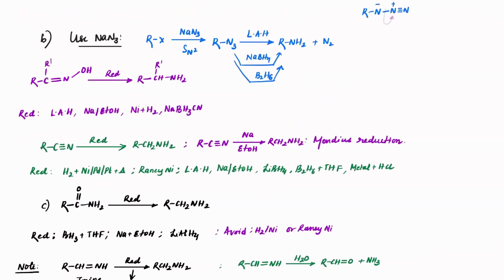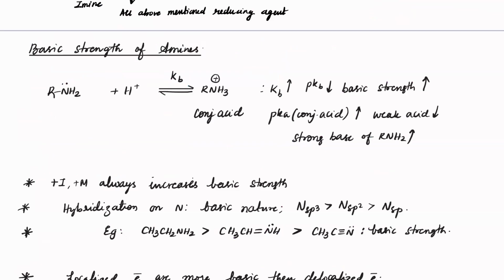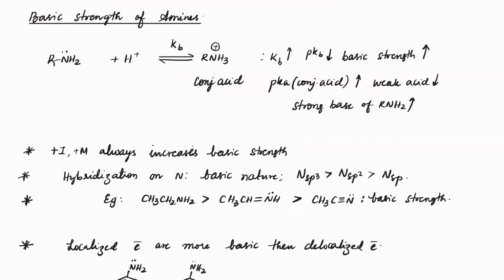All we have done is the preparation of amines. Now let's see the chemical reactions and basic character, or basic properties, of amines. Whenever we discuss a base, first we need to check how easily it can accept H plus and convert into a conjugate acid form. If the Kb value is higher or the pKb value is lower, then the basic strength is high.